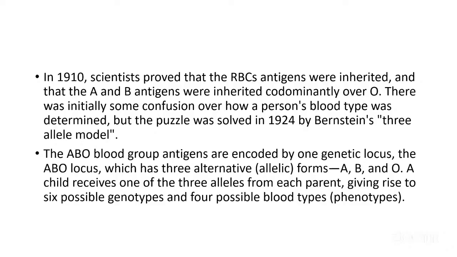There was initially some confusion over how a person's blood type was determined, but the puzzle was solved in 1924 by Bernstein's three-allele model. The ABO blood group antigens are encoded by one genetic locus, the ABO locus, which has three alternative allelic forms: A, B, and O. A child receives one of the three alleles from each parent, giving rise to 6 possible genotypes and 4 possible blood types, which are phenotypes.